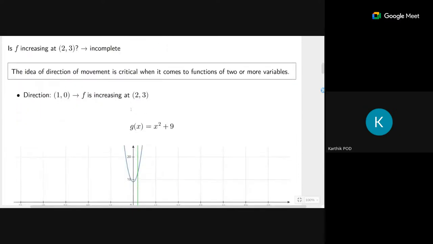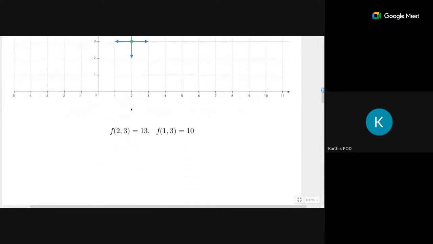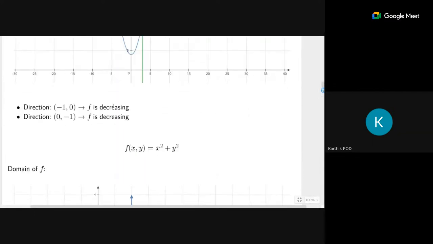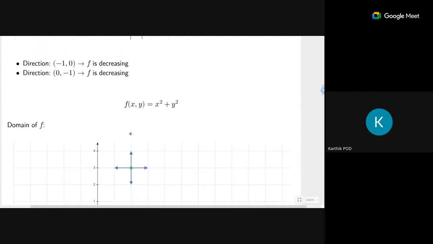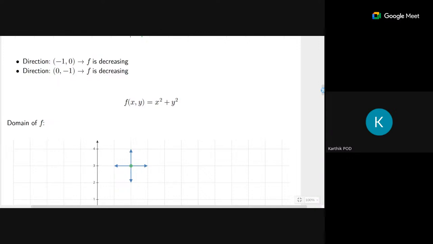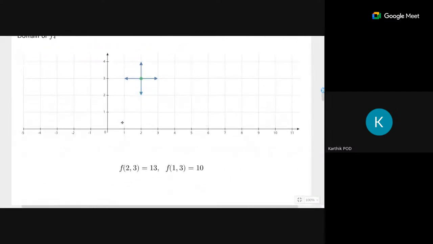As you have just seen, depending on what direction you choose, the function could either increase or decrease or stay constant. In fact, if you choose a particular direction, in this case, say -1, 1, that is a bit hard to express here anyway. So we'll come to that soon. Is this idea clear?